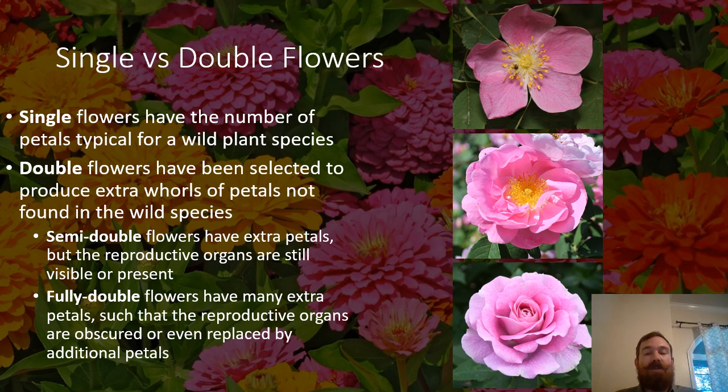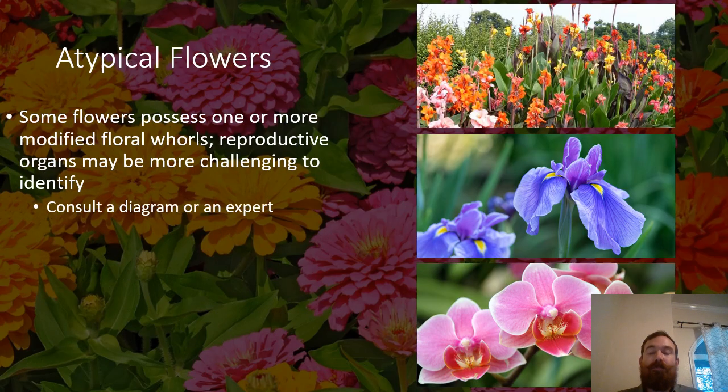In the case of roses, roses typically still have stamens and pistils in the center. They still have whorls 3 and 4, but often those reproductive organs are inaccessible because they're completely obscured and covered by just an insane number of petals. And we say that flowers like this are fully double.